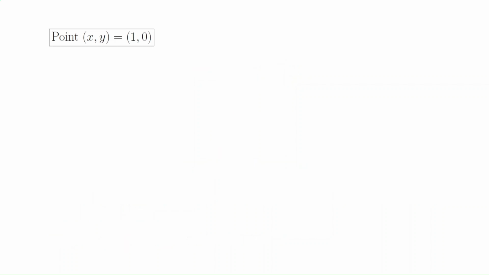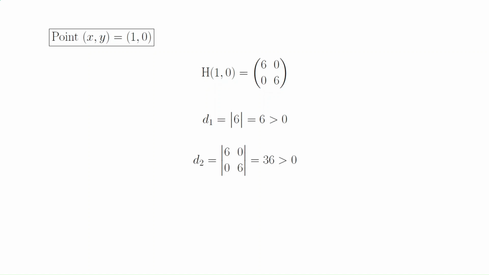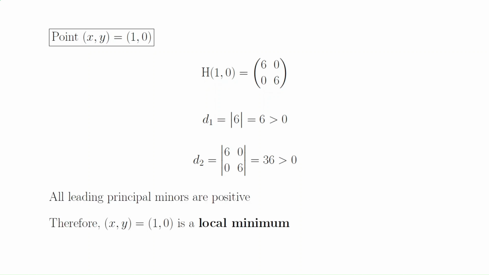Finally, consider the point 1, 0. And the Hessian matrix evaluated at 1, 0. The first leading principal minor is positive, and the second leading principal minor is also positive. Since all leading principal minors are positive, this is clearly a local minimum.